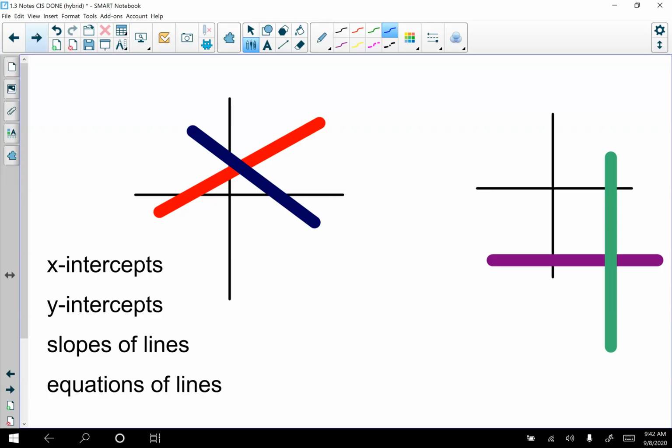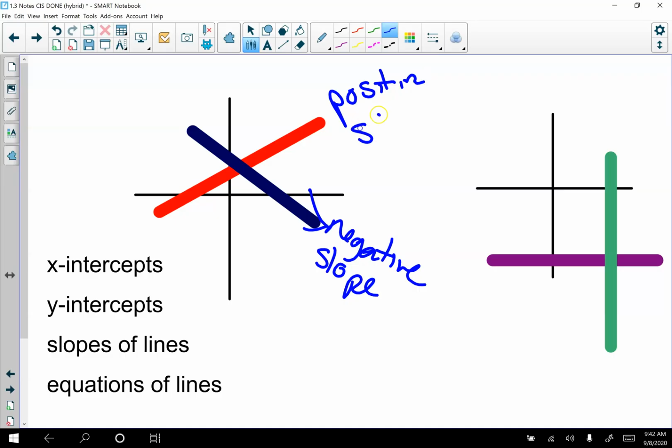Okay, so just taking a peek at this page here, this purplish line here has a negative slope. It's going downhill as it goes from left to right. This red line has a positive slope. And over here, this green line has undefined slope, and this purple line is a 0 slope.